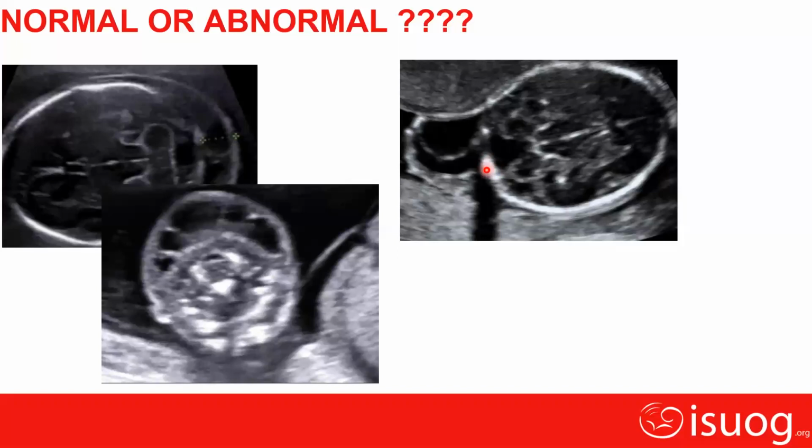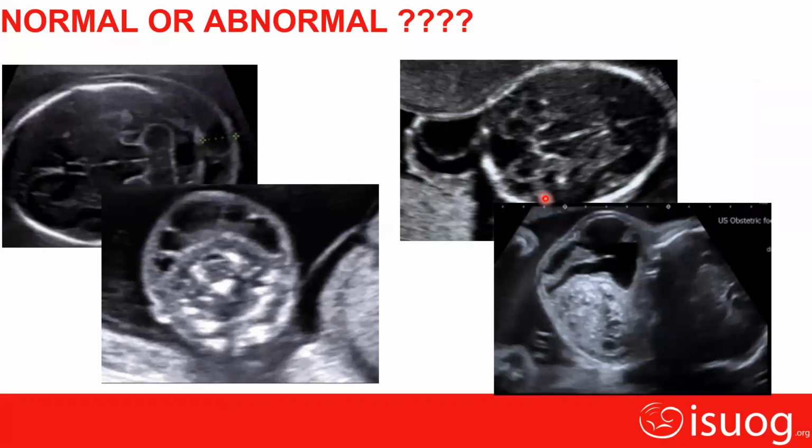Correct, sir. There is a defect in the skull bone here, and the mass is protruding outside. So this is encephalocele.